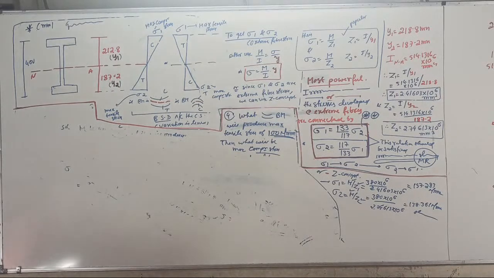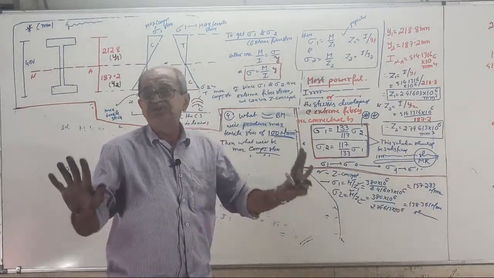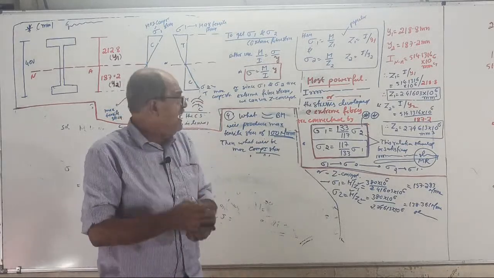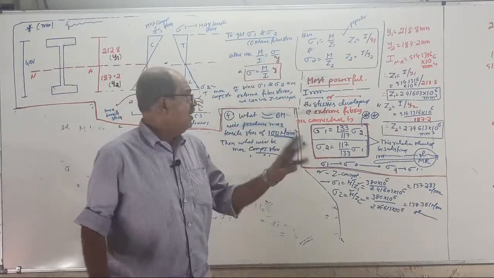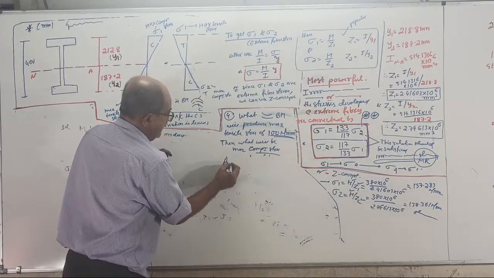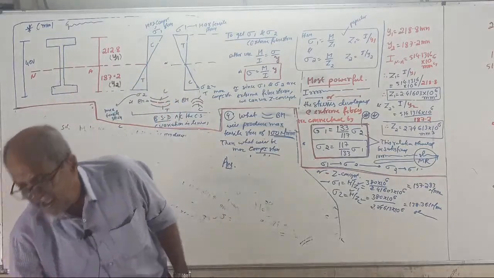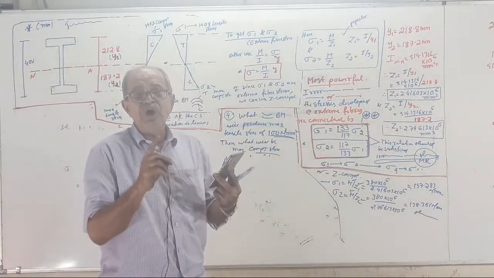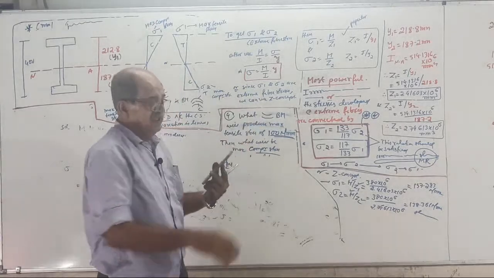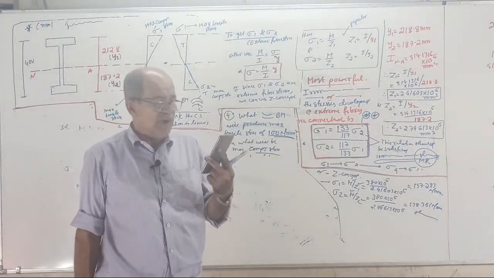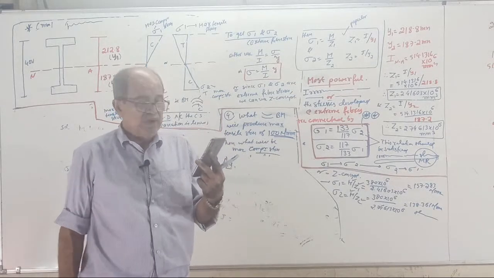Now the fourth question is a new question. They are asking: once again sagging BM only, it will produce a maximum tension of 100. Then at that time, what is the compression? I will give the answer here. Tell me, now you have to find M based on sigma 1 or sigma 2.